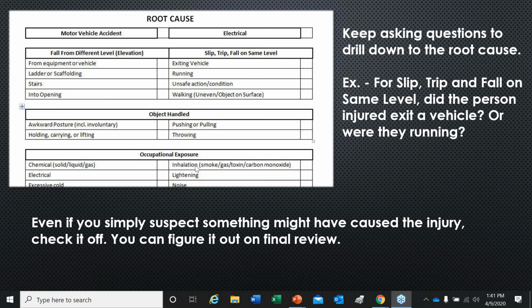But keep asking questions. Again, more root cause items. The slips, trips, and falls, if it's on the same level, were they running? You got to ask those questions, check the boxes. Even if you think something is going on out there, put it down, at least to start. We can eliminate it later and figure it out. But we want you to get through this so that you could potentially highlight the root cause.